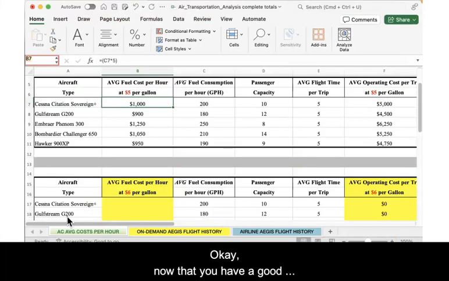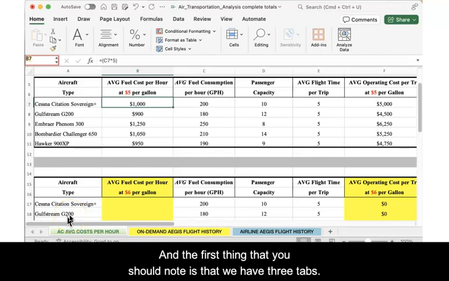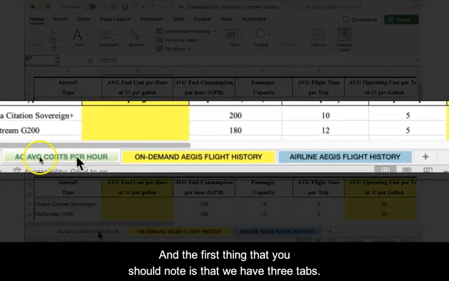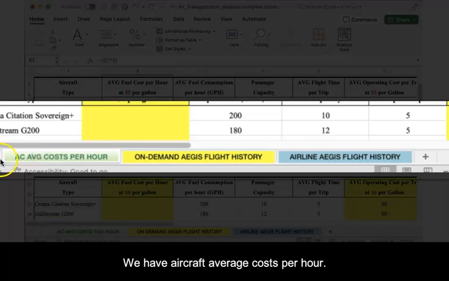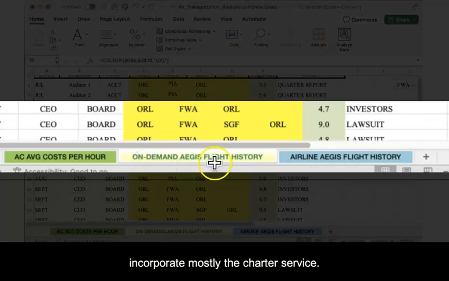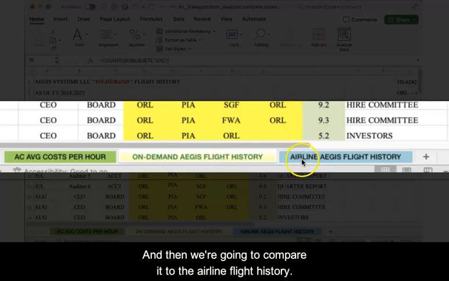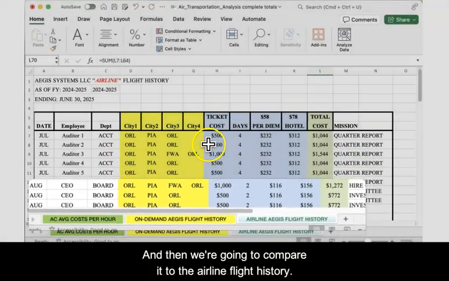Okay, now that you have a good idea of the company characteristics, we're going to look at the spreadsheet. The first thing that you should note is that we have 3 tabs. We have aircraft average costs per hour. We have on-demand flight history, which is going to incorporate mostly the charter service, and then we're going to compare it to the airline flight history.